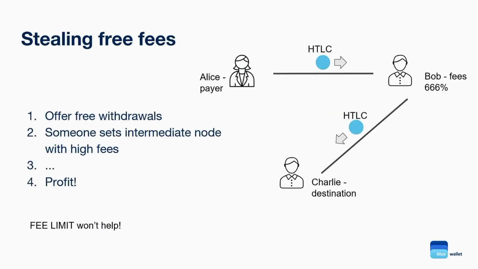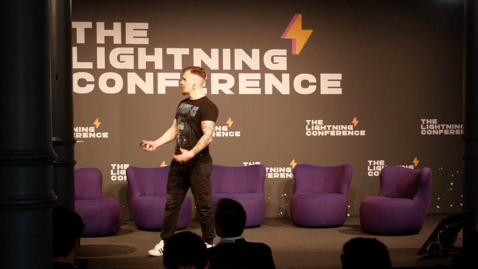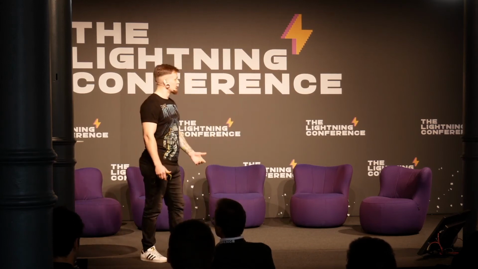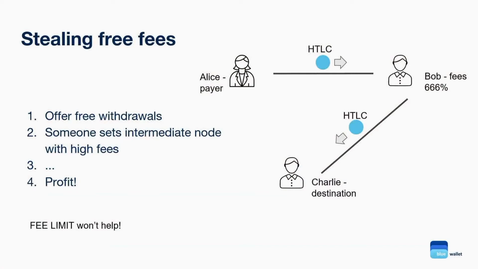Next attack, stealing free fees. I know that you all heard that Lightning payments are instantaneous, it's almost free, so yeah, if I'm writing a lab, I want to offer my users free withdrawals. But if you do this, actually someone could set up a routing node with pretty high fees, and always withdraw through this node, and this node will automatically claim all the fees. And then the fee limit here won't help. So there's no difference between a 1% fee limit and a 10% fee limit. Once this is automated, a hacker will drain your balance dry from your channel.